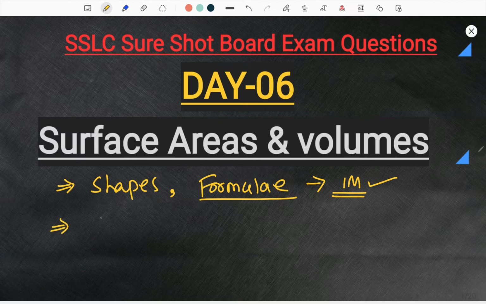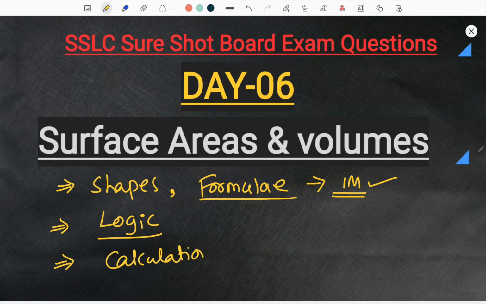Then afterwards you have to read the question, understand the question, and then apply a logic. What is the formula logic for that, what you are supposed to find out, then it's all about calculations after this. So these are the only three things in this chapter: one is formula, another is logic, next is calculations. The 1 mark question is a direct formula.